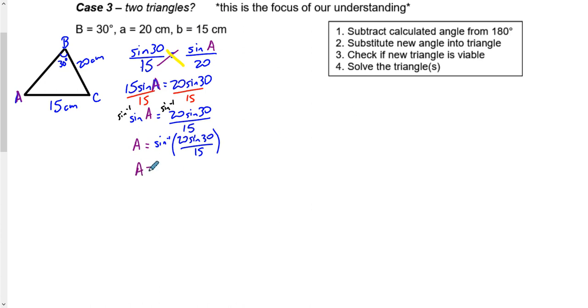Angle A would then equal 41.8 degrees. So we can continue and solve for more information. So that's 41.8. We can solve for angle C, because that's going to be 180, subtracting 30, subtracting the 41.8. Comes out as 108.2.